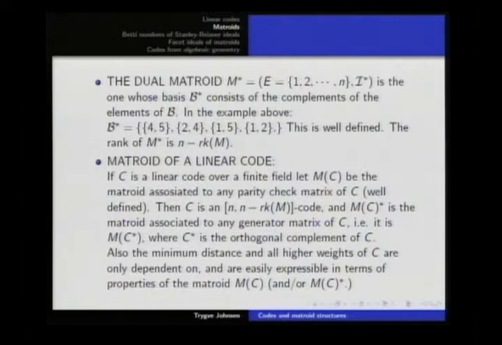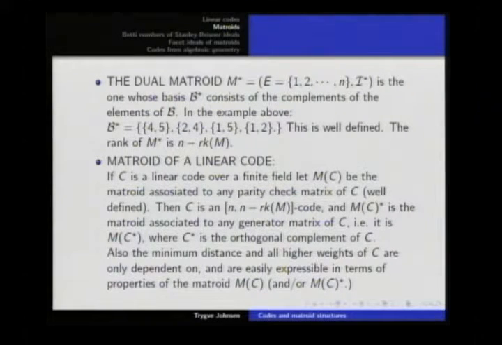It might sound artificial. When C has dimension K, you will find that the parity check matrix will have n columns but n minus K rows, so that the rank of this parity check matrix will of course be n minus K. And K will be n minus the rank of this M, which is what you see here.